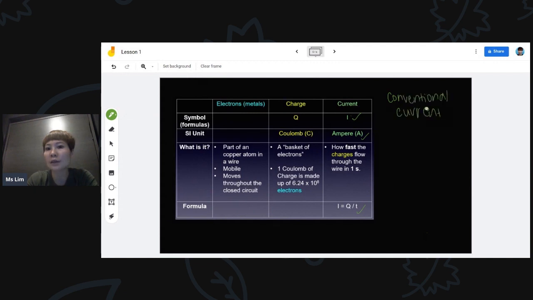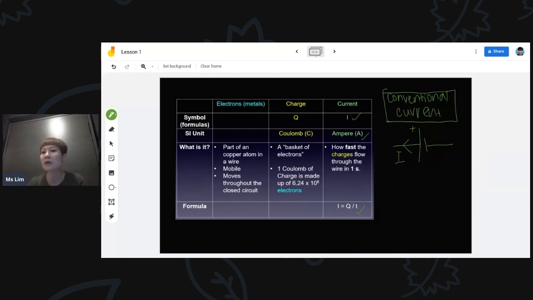Now, conventional current was discovered when scientists had always thought that the positive charge, or the protons, were the ones that were mobile. Okay, this was way before the discovery of electrons. So conventional current takes the point of view that positive charges come out of the positive terminal of the cell, and it is represented by I. So in all of our calculations, in all our understanding of current electricity and the solving of circuits, we will always be assuming the conventional current direction because of the way it was discovered first.